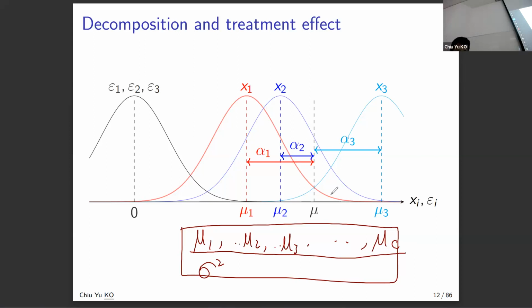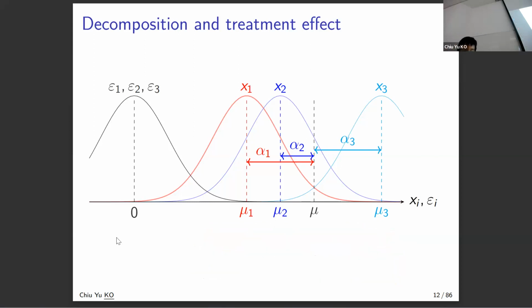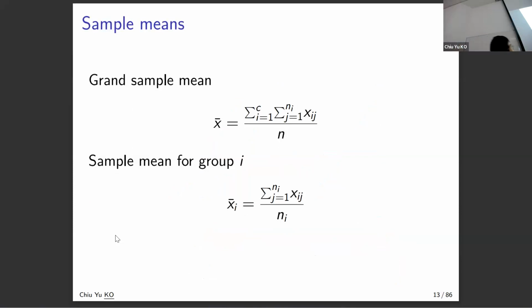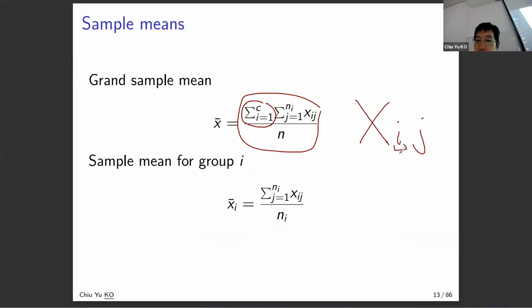So how do we estimate mu? As we said, by using the grand mean or group mean. The grand mean is very simple: just add up every number and divide by n. Look at this notation, it looks crazy, but let's do it one by one. This means you are adding from group 1 to group c, because Xij, i is which group you are in, and j is which observation in the group.